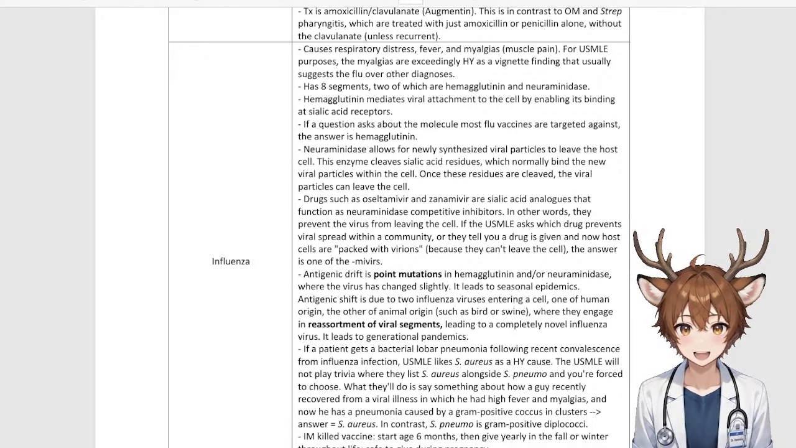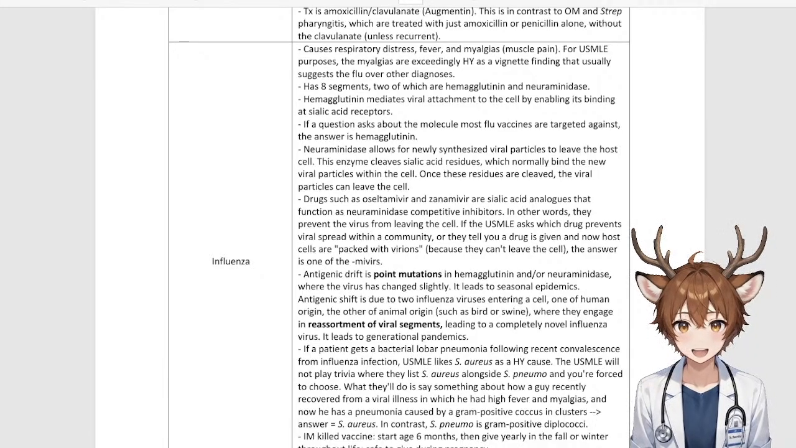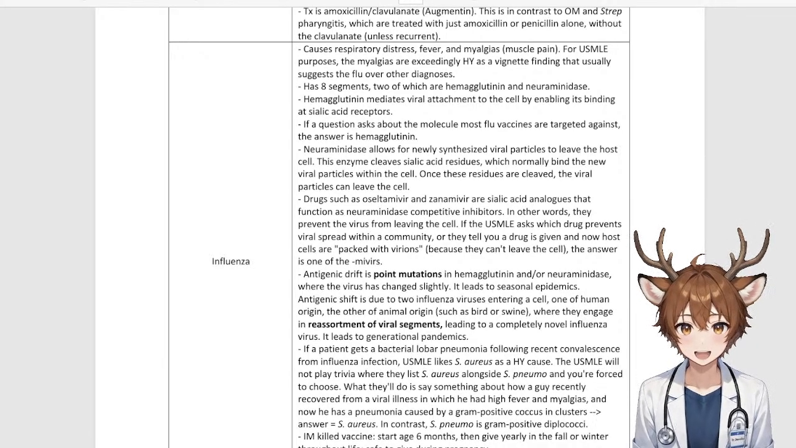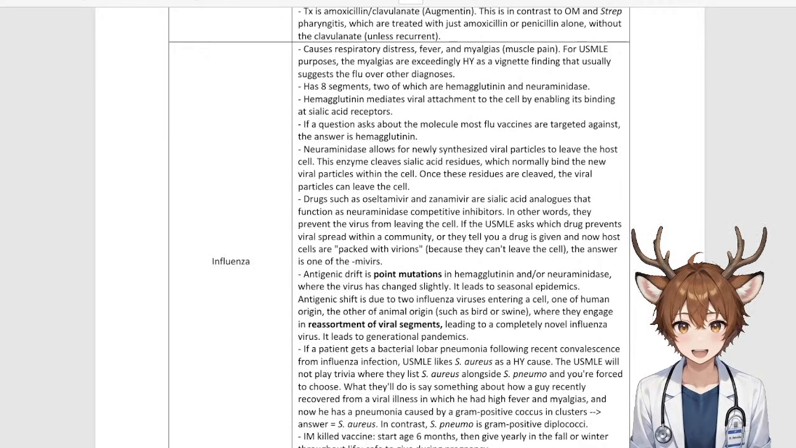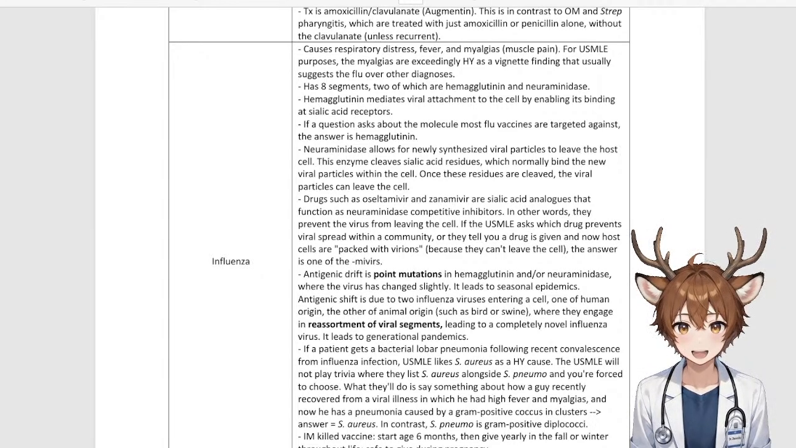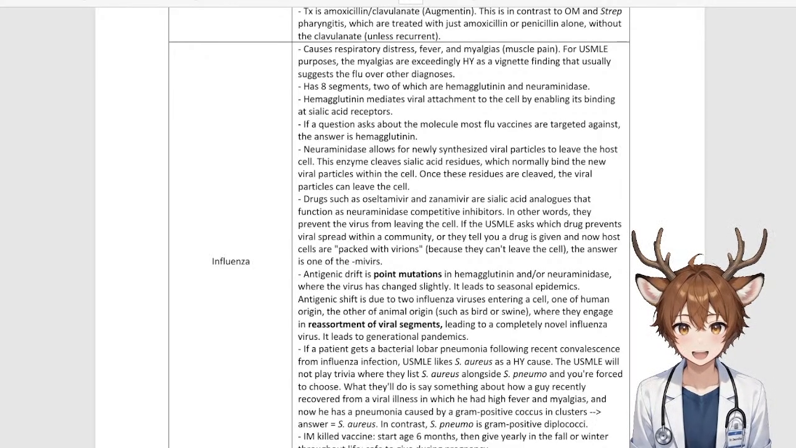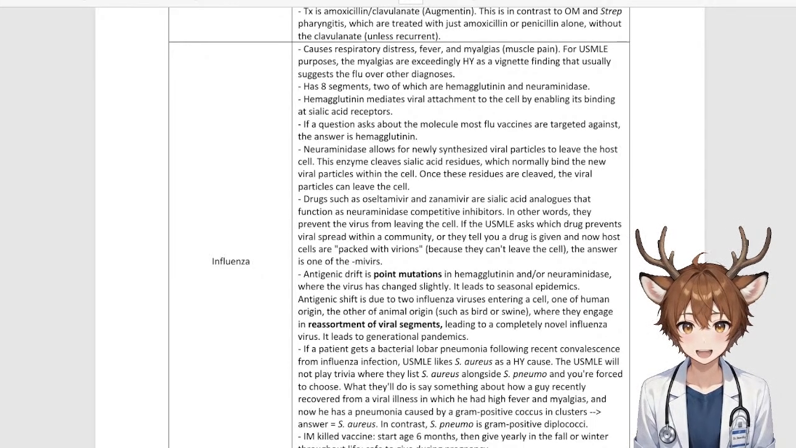Hemagglutinin mediates viral attachment to the cell by enabling its binding at sialic acid receptors. If a question asks about the molecule most flu vaccines are targeted against, the answer is hemagglutinin. Neuraminidase allows newly synthesized viral particles to leave the host cell. This enzyme cleaves sialic acid residues, which normally bind the new viral particles within the cell. Once these residues are cleaved, the viral particles can leave the cell.